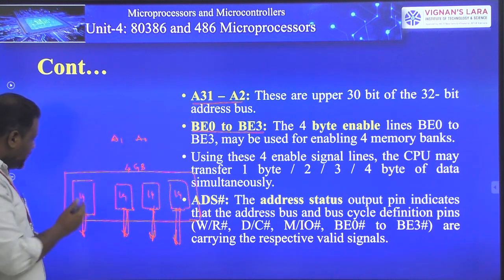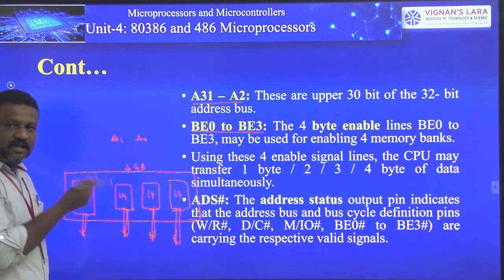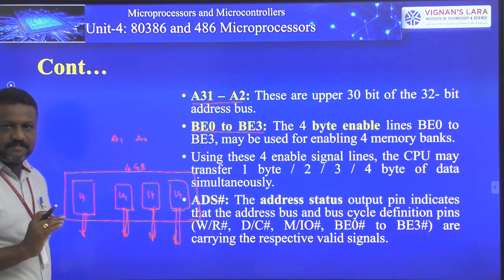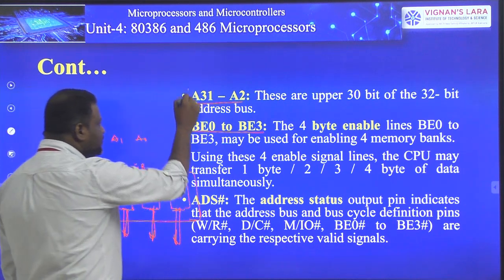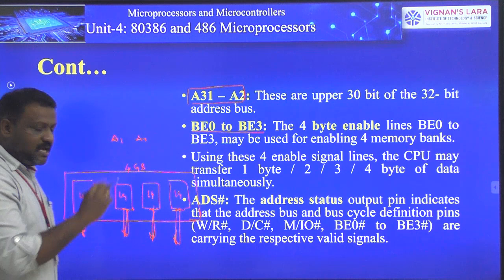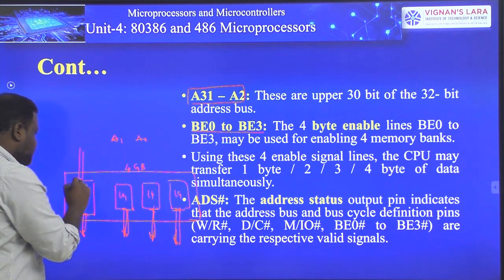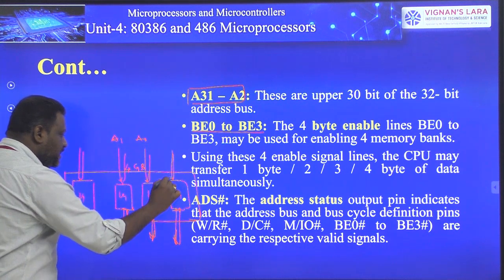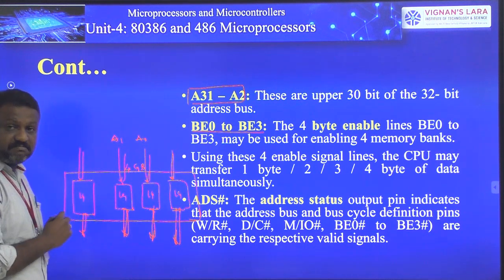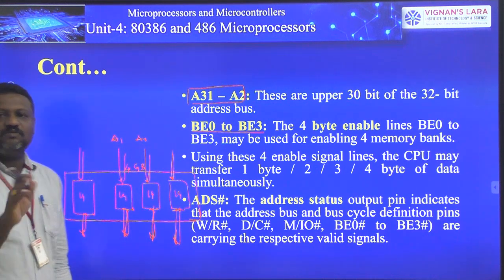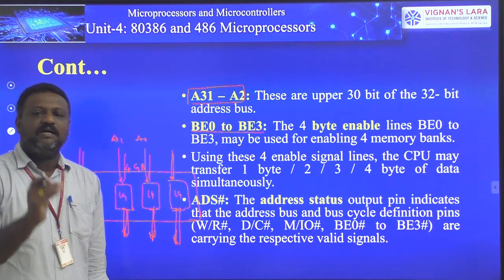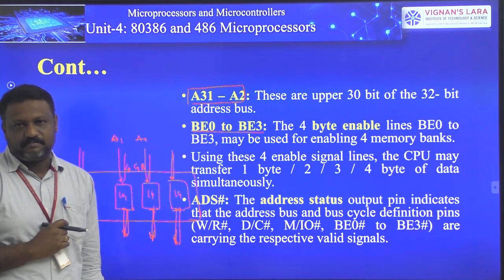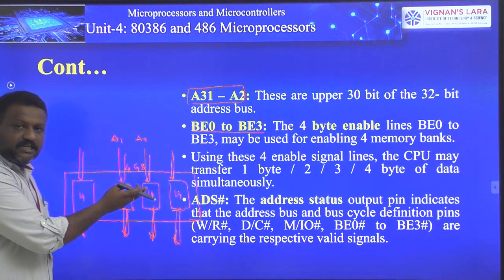In order to address a location in 1 GB of memory, I need only 30 address lines. So in that case, I use these 30 address lines. These 30 address lines are directly connected to each and every memory chip like this, because to identify a location in 1 GB of memory, we need a 30-bit address. And now we have 32 address lines.